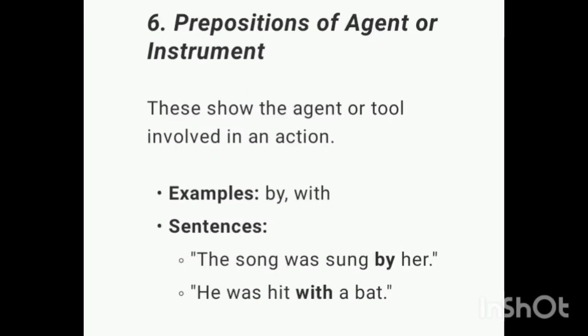The sixth one is preposition of agent or instrument. These show the agent or tool involved in an action. Examples: by, with. Here are a few sentences. The song was sung by her. He was hit with a bat. The words by and with are known as prepositions of agent or instrument.